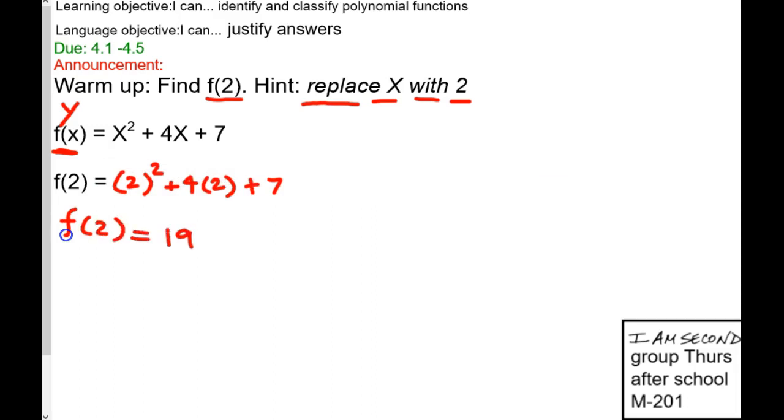Now, if you want to, you can do it bit by bit. 2 squared is 4, 4 times 2 is 8, add them up, plus 7. You can do it part by part, but I'm just telling you, you can replace it, plug it in, get your answer, right? So, that's it for that warm-up.